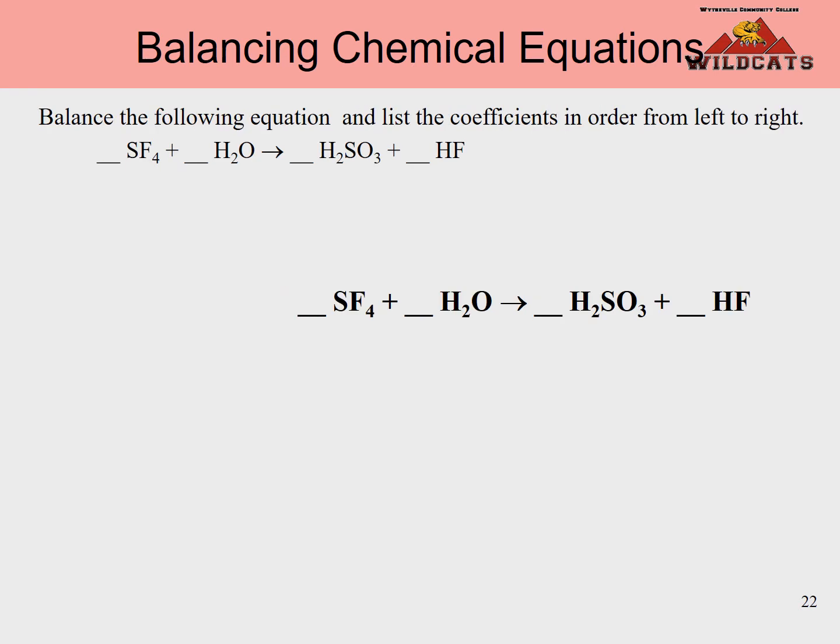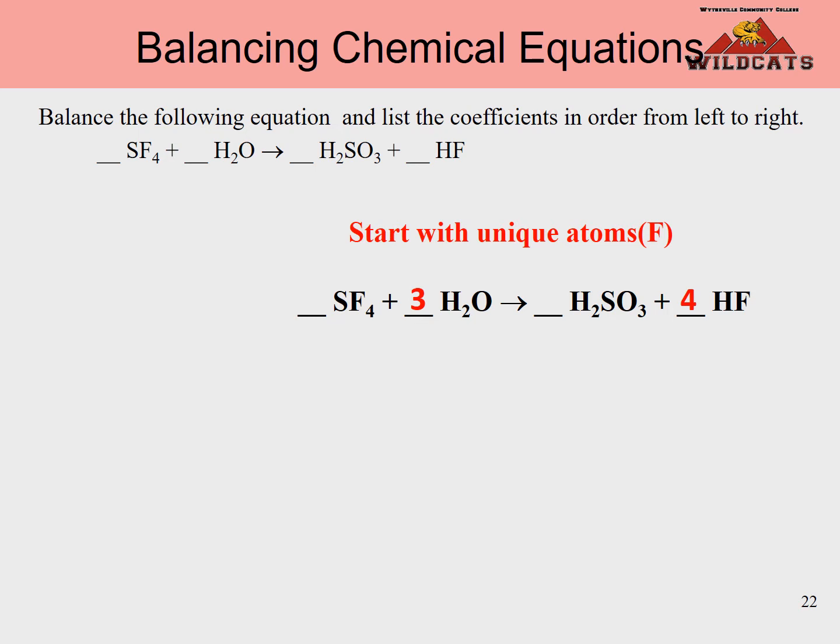On this one, I'm going to look for a unique atom. So I'm going to start out with fluorine. And because I've got 4 fluorines on the left, I need 4 fluorines on the right. And now when I add up my hydrogens, I have 2 hydrogens on the left plus 4 is 6. And so I'm going to need a 3 in front of the H2O. And my equation is balanced.